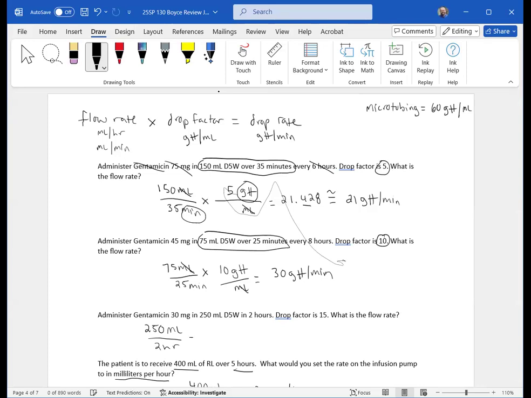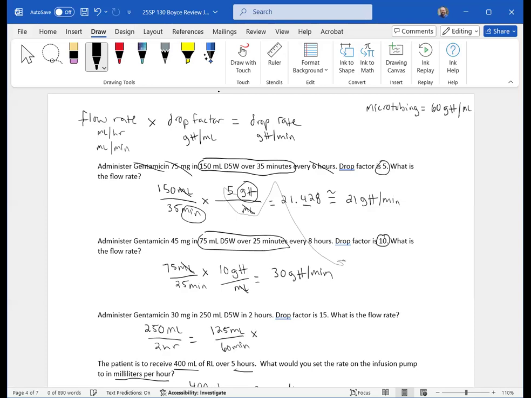So I'll say, okay, well, 250 over 2 is 125 ml per hour, and 1 hour is 60 minutes. So I just account for the conversion in there. Or some people will do 250 ml over 120 minutes, right? Because 2 hours is 120 minutes. That's perfectly fine. Or you can do a conversion factor and convert hours to minutes, but just make sure when you're calculating a drop rate that you're in minutes before you give your final answer.